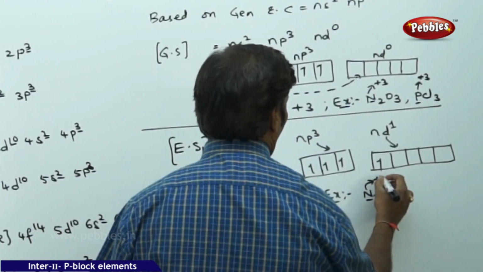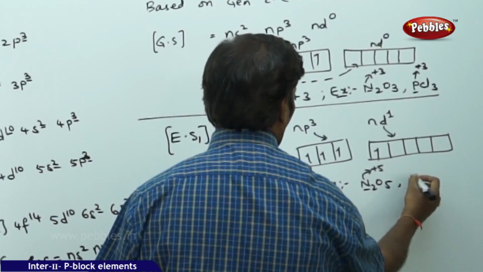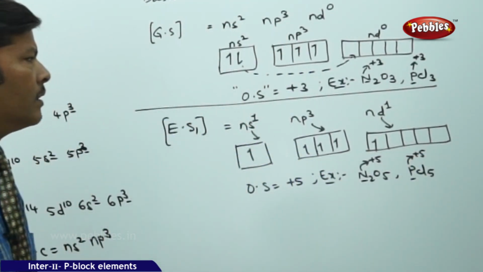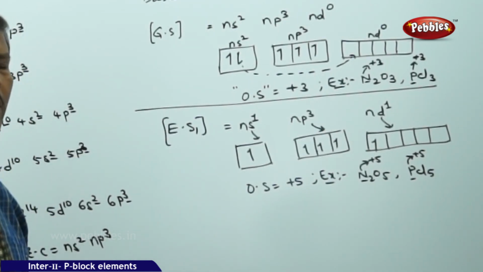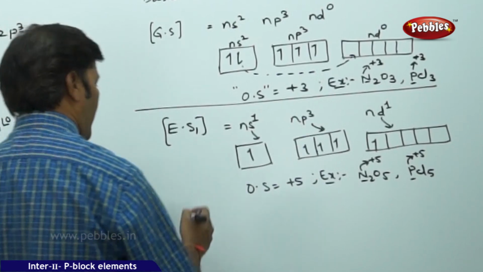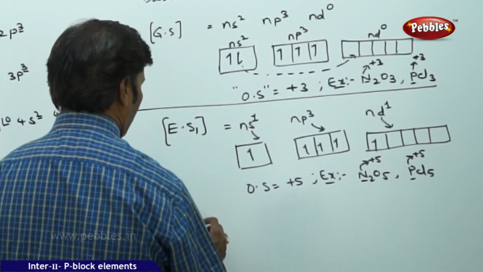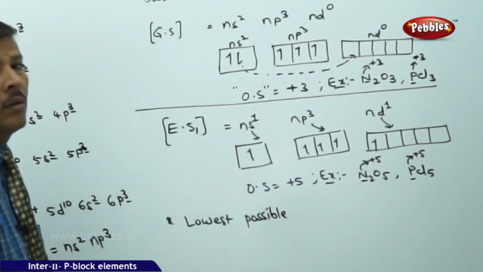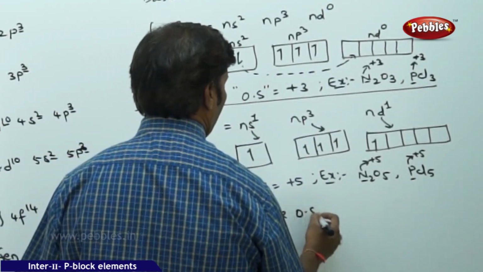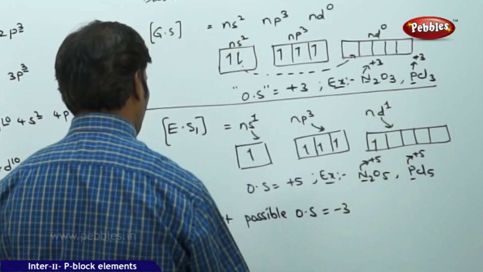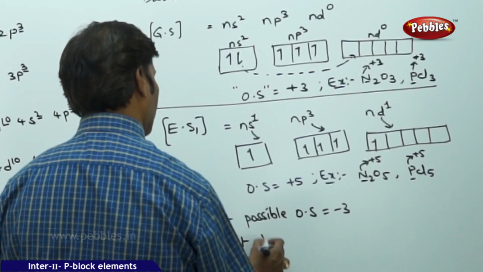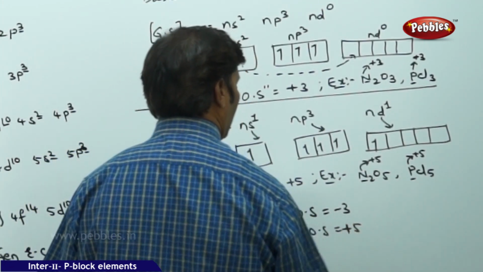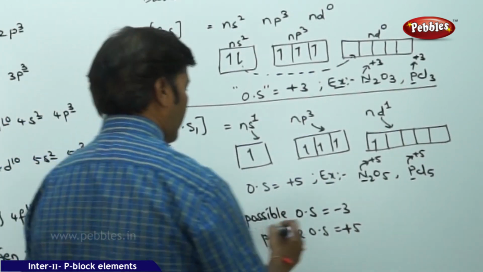In N2O5 nitrogen has plus 5 oxidation state, and PCl5, phosphorus pentachloride also, has plus 5 oxidation state. So this is the maximum oxidation state where the nitrogen family can show its oxidation state. So I can come to one conclusion: the lowest possible oxidation state is -3, and the highest possible oxidation state is plus 5.